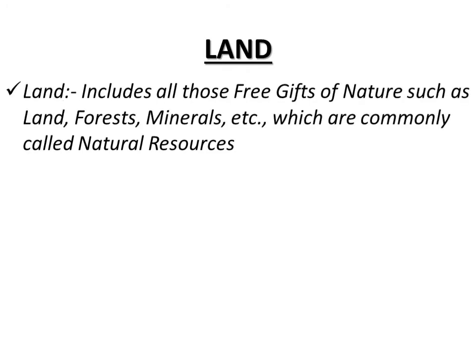Land is the first factor of production, and land in economics means it is not only in the sense of soil, but is rather used in a wider sense. Land, as economists use the term, includes all those free gifts of nature such as land, forest, minerals, etc., which are commonly called natural resources, right?